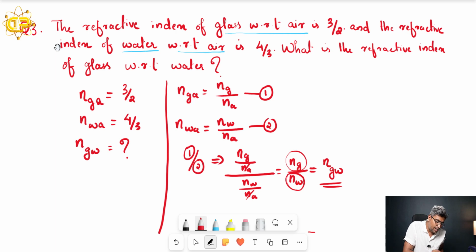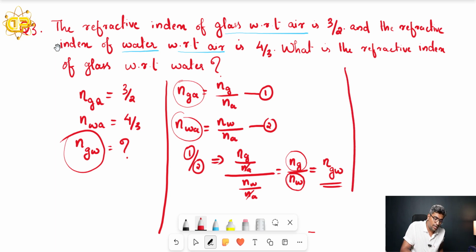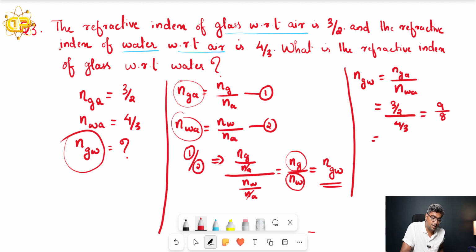So if I divide NGA by NWA, I will get NGW. So NGW is equal to NGA divided by NWA. NGA is 3 by 2 divided by 4 by 3, which will give you an answer of 9 by 8. That is nothing but 1.125.